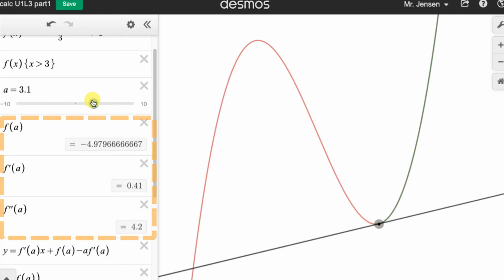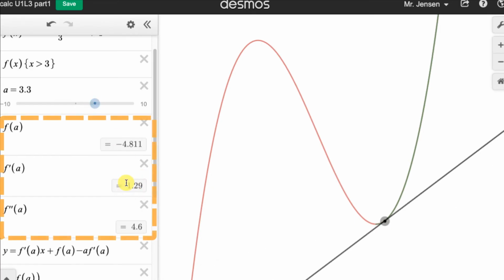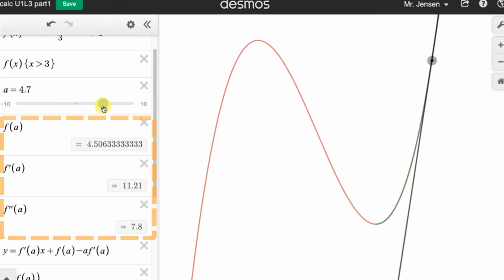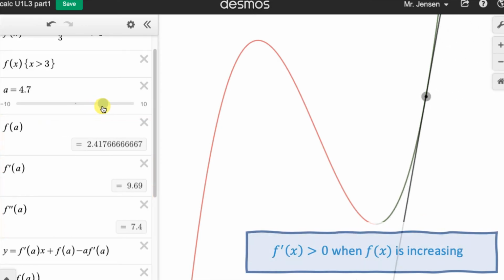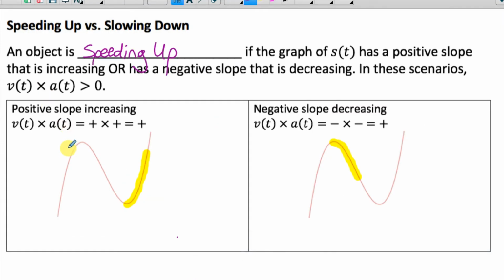So the first derivative in this green section, right here, notice those values are always positive. That's because the tangent slopes are always positive in that section. And that's because these numbers, the y values of the original function, as I move from left to right, are all going up. They're all increasing. The original function is increasing. That tells us the first derivative is positive. This is why it tells you in a section that looks like this, the velocity is positive. The function is increasing. Now let's look at why acceleration is also positive.